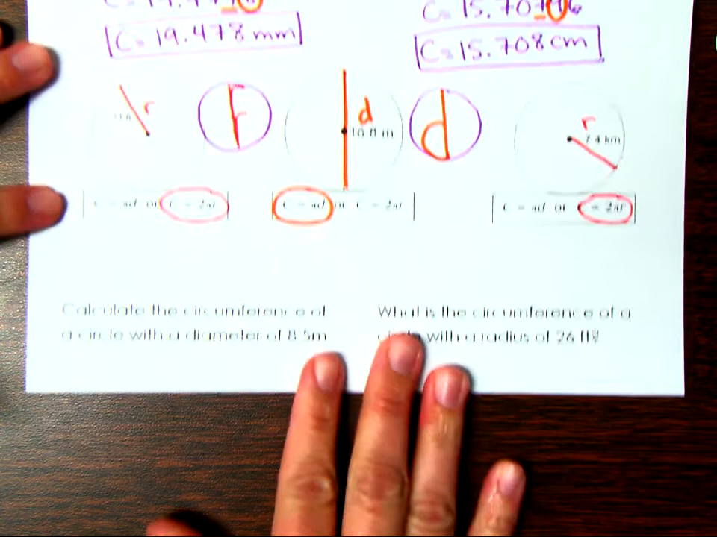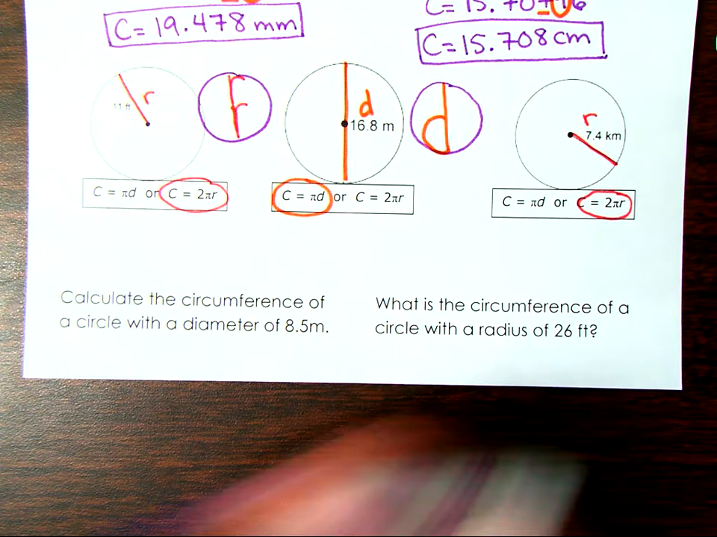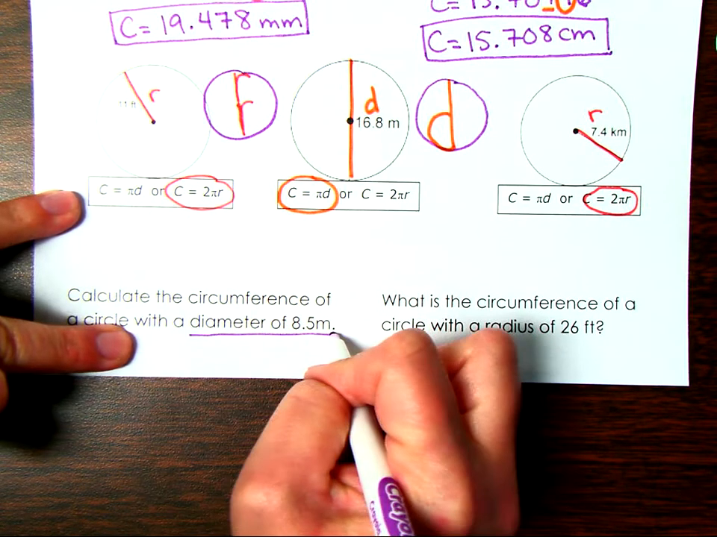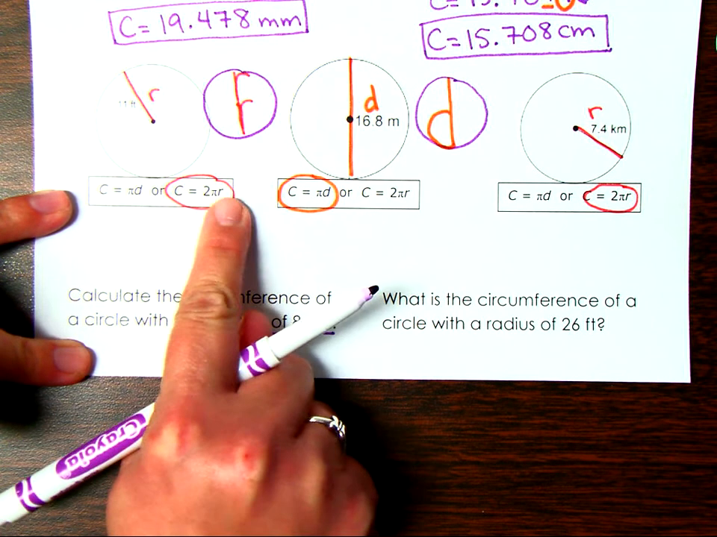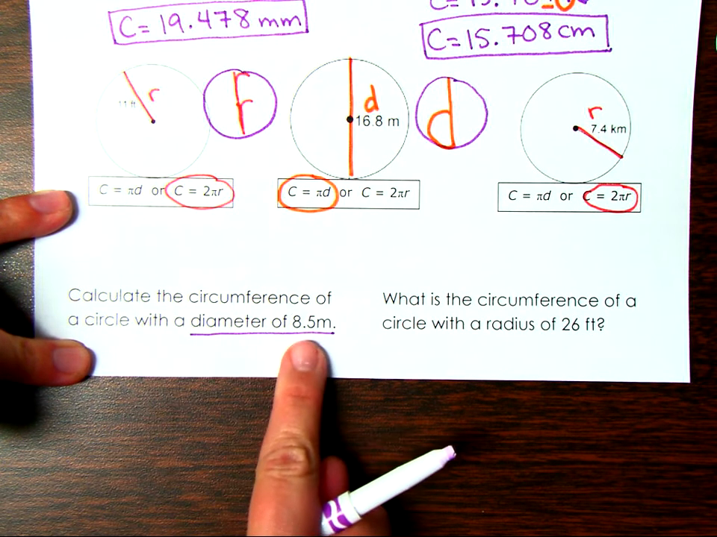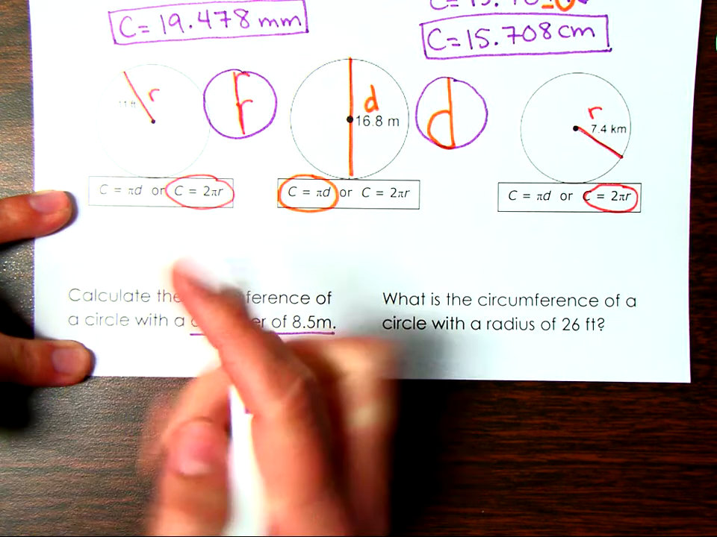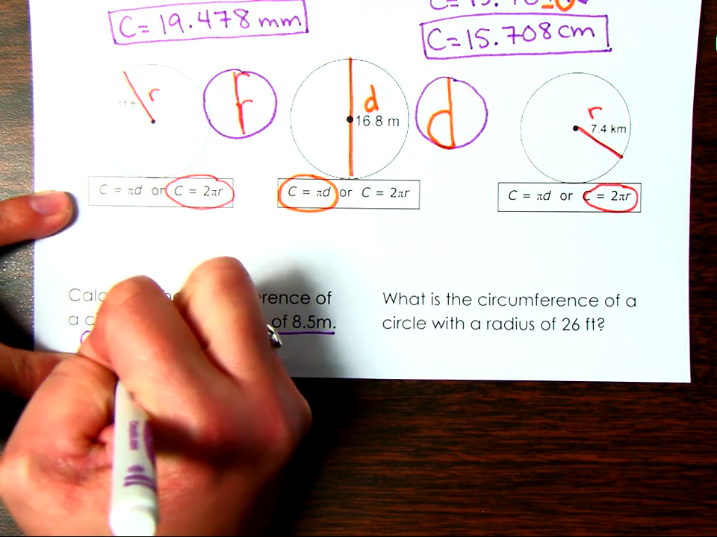So it says, calculate the circumference of a circle with a diameter of 8 5/10. So am I going to use c equals pi d, or c equals 2 pi r? Well, if it's the diameter, then I need to use the formula c equals pi d.